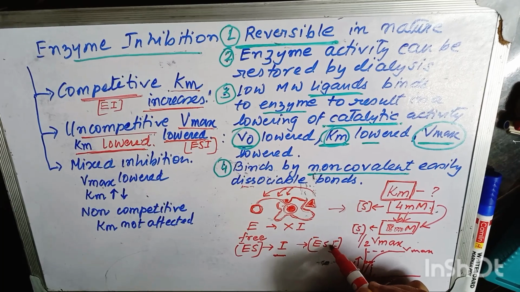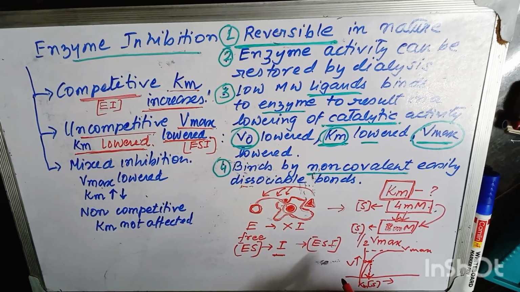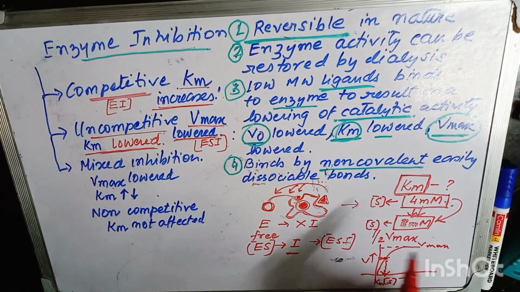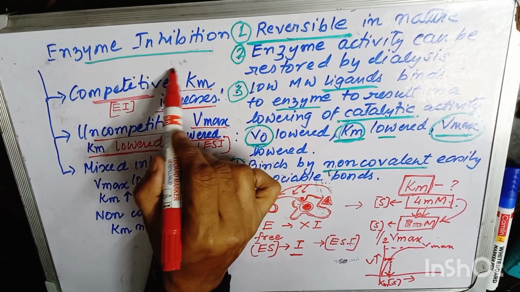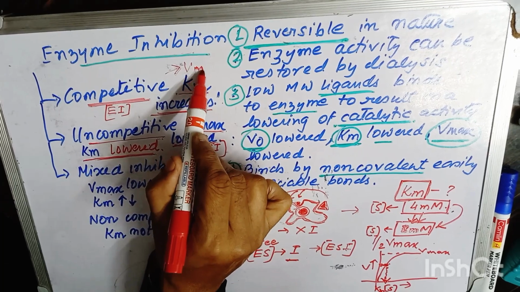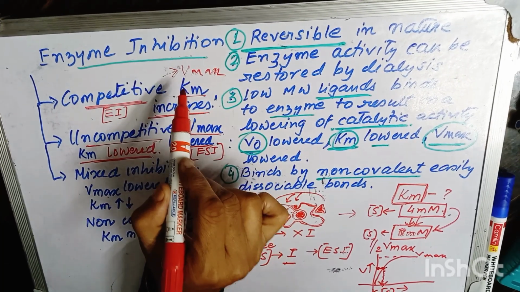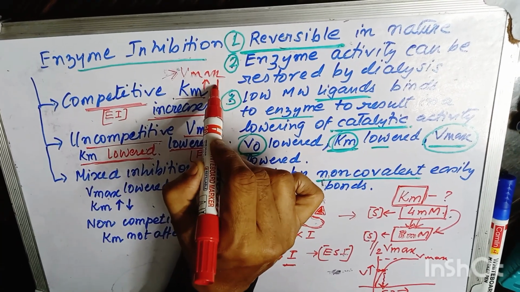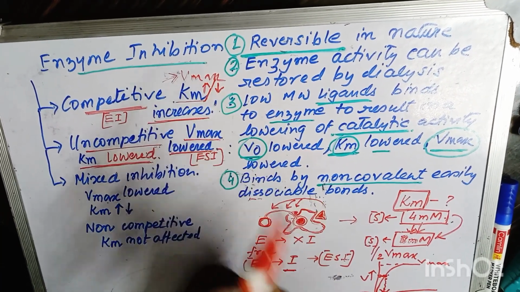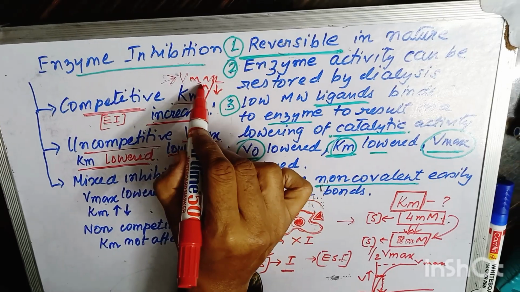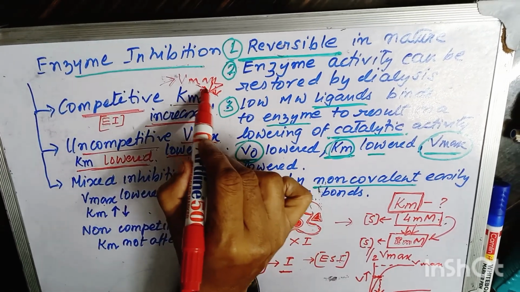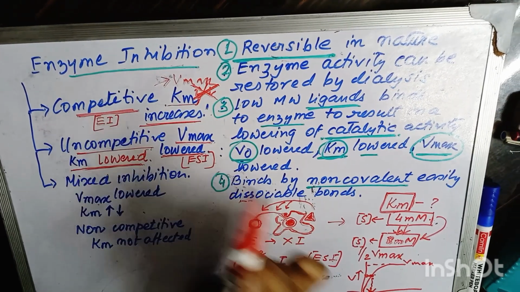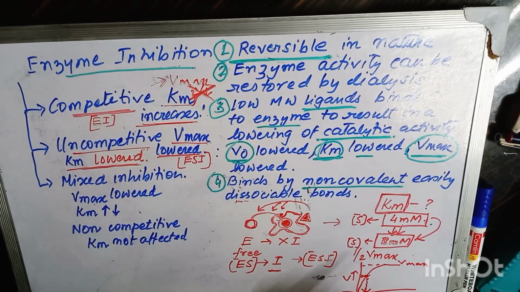because an enzyme with this inhibitor baggage will not be able to attain the same Vmax. But in case of competitive inhibition, the Vmax will remain unaffected. There will be no increase as well as decrease. Why does this happen? I'll tell you. You just note this point.